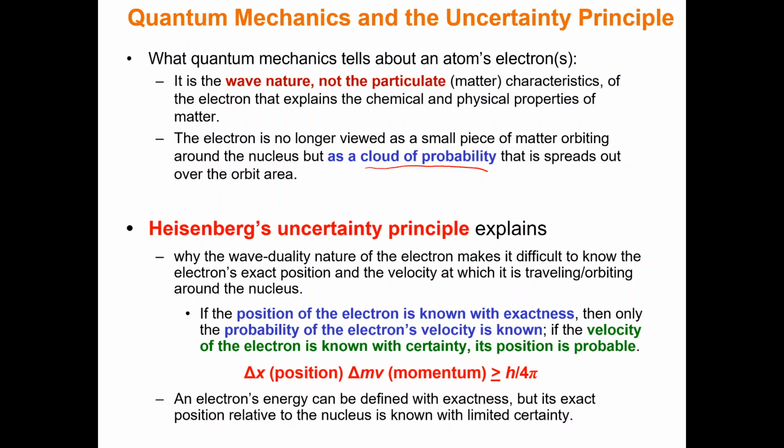So if the position of the electron is known with exactness, then only the probability of the electron's velocity is known. If the velocity of the electron is known with certainty, the position is only probable. So what is this telling you? This is telling you that you can either know the position or the velocity with exactness, but you can't tell both at the same time.